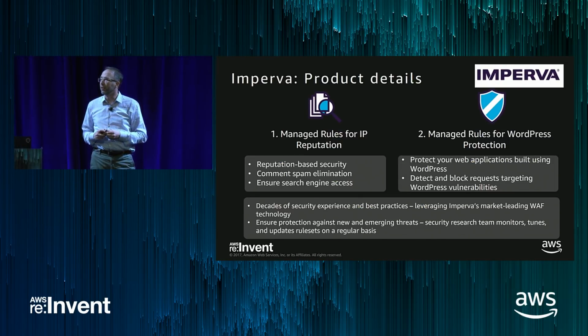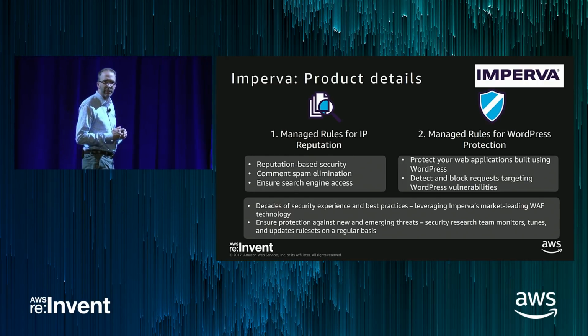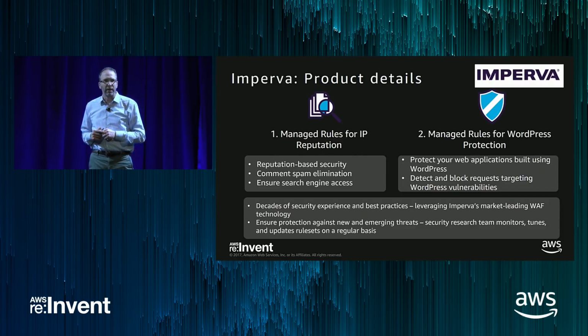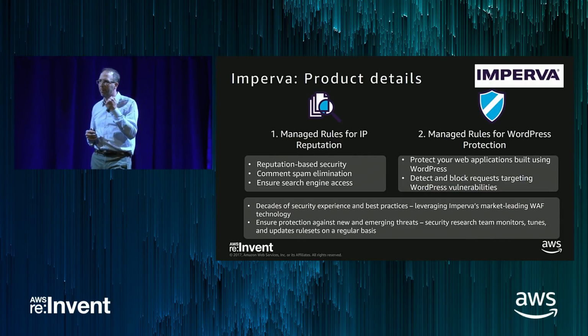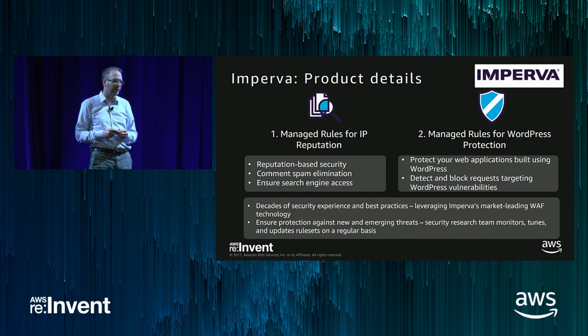Imperva is offering 2 rule sets. One of them is an IP reputation list. So they're taking all of their knowledge about bad actors out on the internet and compiling that into a rule set that helps you basically filter out requests from IPs of low reputation.